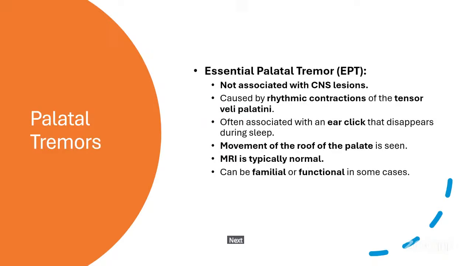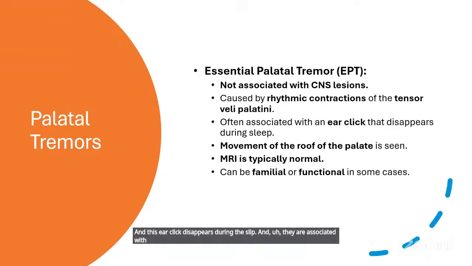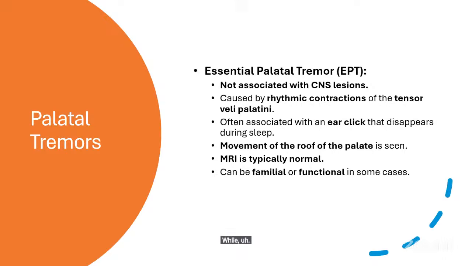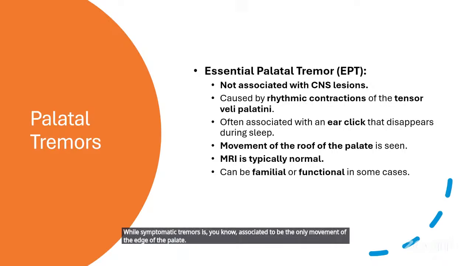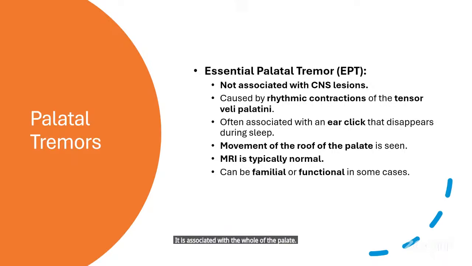Next. The second is essential palatal tremor. It is not associated with any CNS lesion. They are caused by rhythmic contraction of the tensor veli palatini, and they are associated with an ear click, and this ear click disappears during sleep. They are associated with movement of the whole of the palate, while symptomatic tremor is associated with movement of only the edge of the palate. MRI is typically normal in these patients, and they can be familial or functional in some cases.